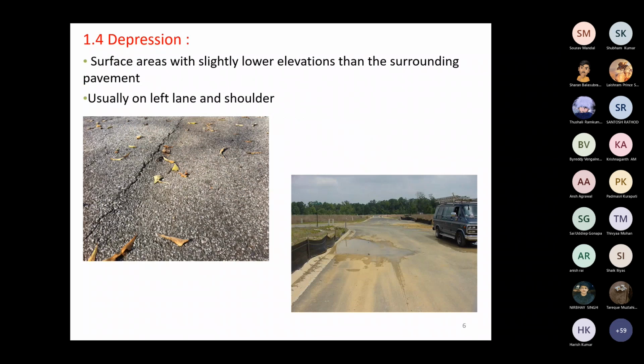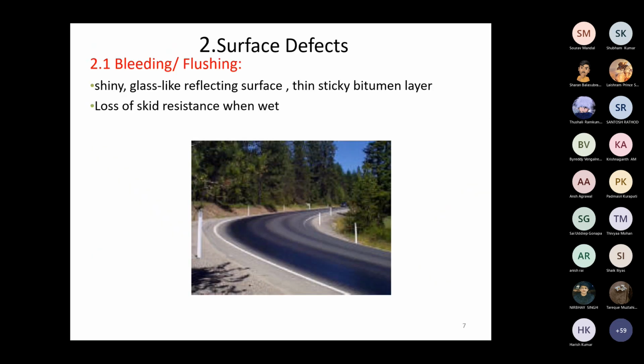Depression refers to surface areas with slightly lower elevations than the surrounding pavement, as in the figure itself. Some localized areas alone will be at a slightly lower elevation, but the material is still there. There are potholes also, and I'll tell the difference here: in a pothole the material is removed, whereas in a depression the material is there, but the elevation alone is slightly lower. And these are the surface deformations.